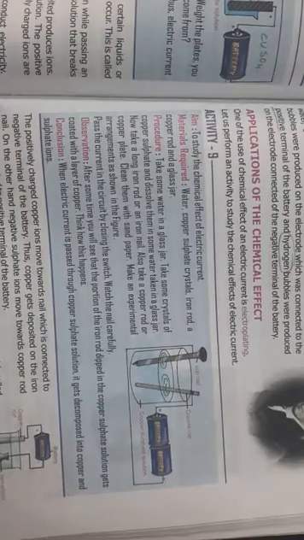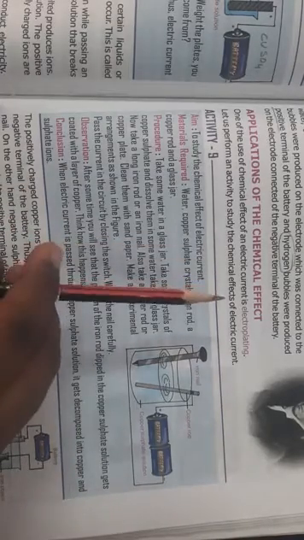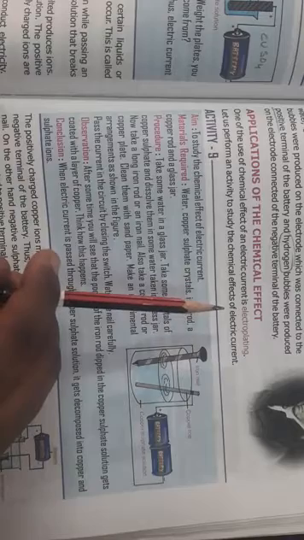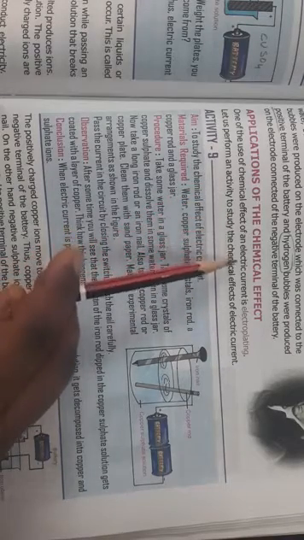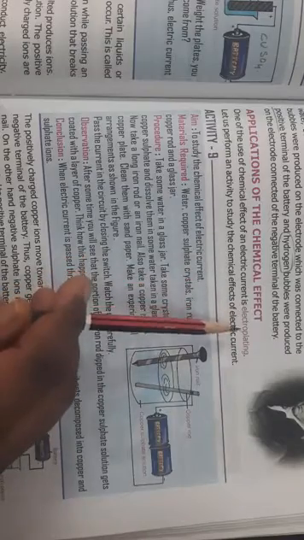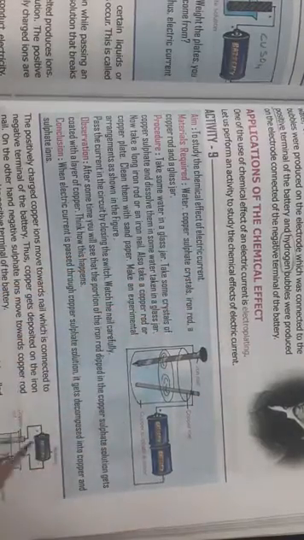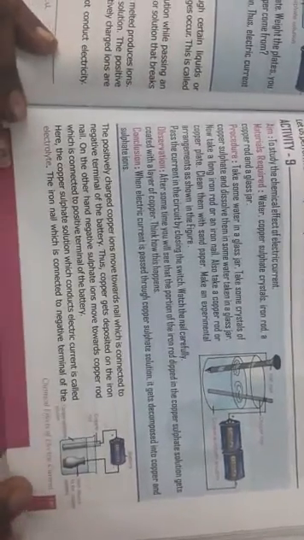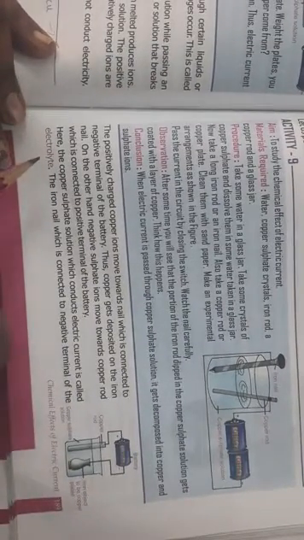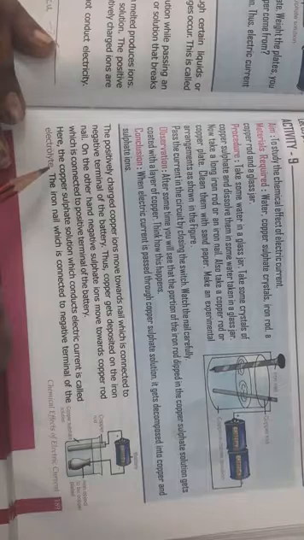Good morning, students. Today we'll start with the applications of chemical effect. One use of the chemical effect of an electric current is electroplating. We have already studied about electrolyte and the process of electrolysis.